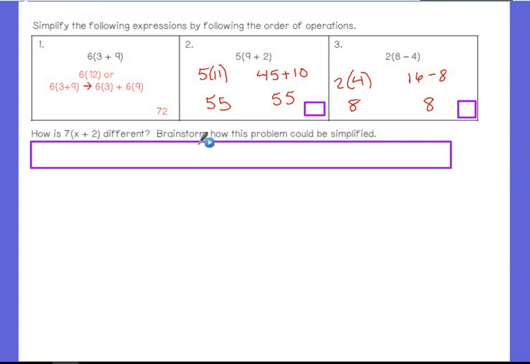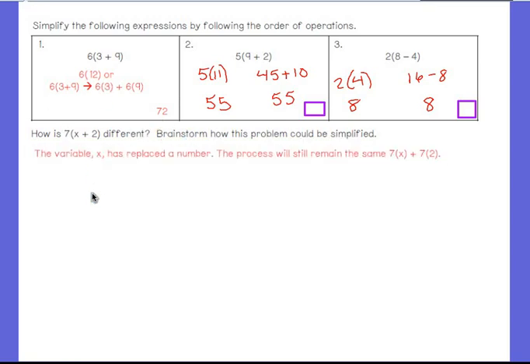Okay, the answer that they are saying is, the variable x has been replaced with a number. That's what a variable does. The process will remain the same. You would just distribute that 7 to both terms. And I could have gotten even simpler and gone 7x plus 14 if I simplify that all the way out.